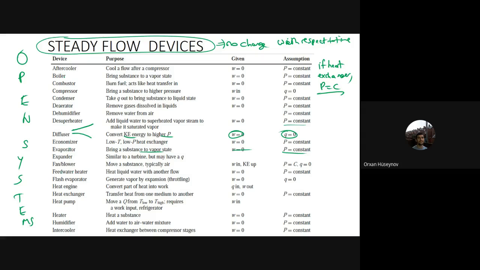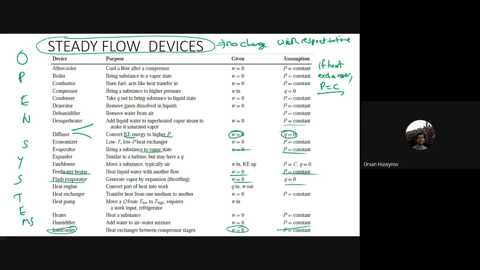Feed water heater. It is used for the Rankine cycle, the electricity generators. So work is 0 and the P is constant. Or flash evaporator. This is used in refrigerators. Work is 0 and the Q is 0. But you can have any of the devices, for example, intercooler used in compressors. So the work is 0 and the P is constant.